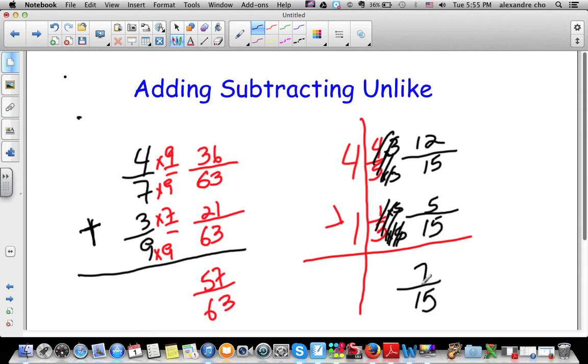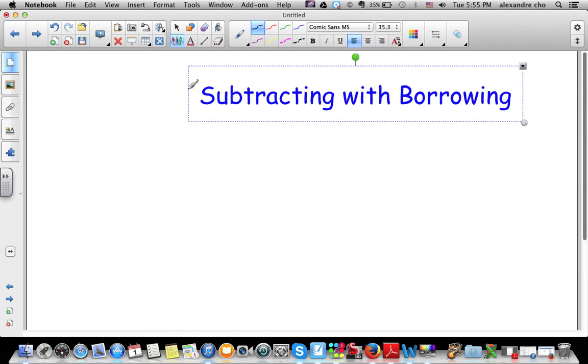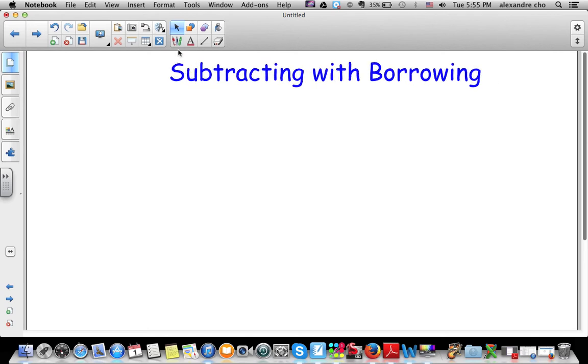Denominator is 15. 12 minus 5 is 7 over here. And on this side, it's supposed to be a subtraction sign. And 4 minus 1 is 3. Final answer, 3 and 7/15. Okay, so easy enough. Now, I want to tackle a couple of problems where you have to borrow. So let's do a couple of problems where borrowing is necessary.